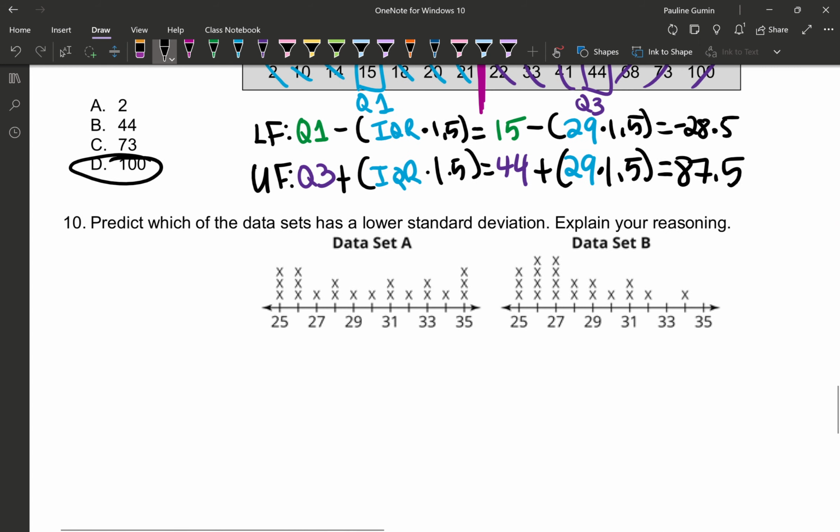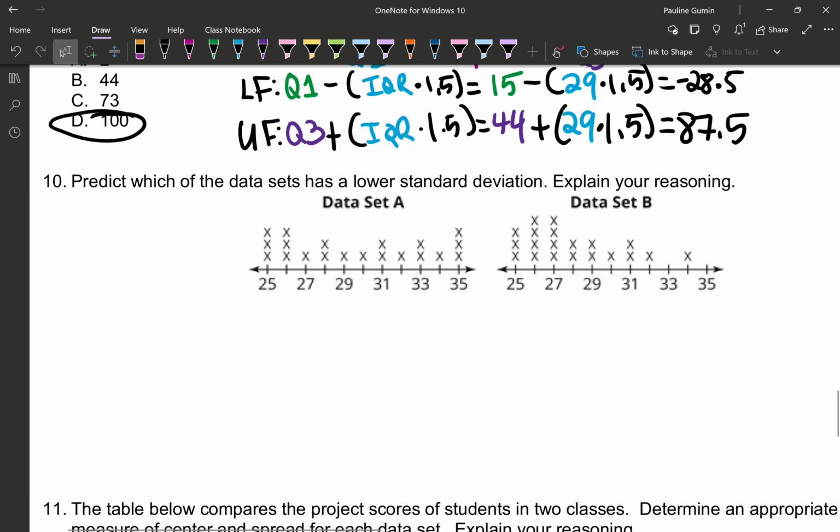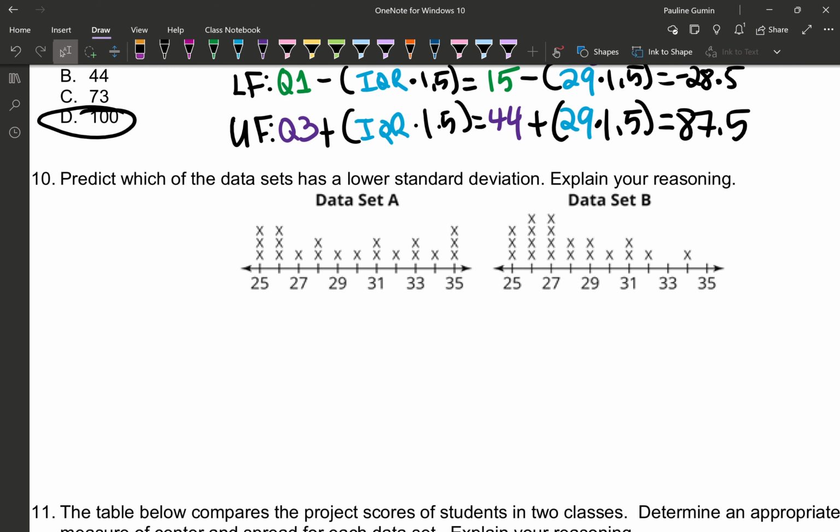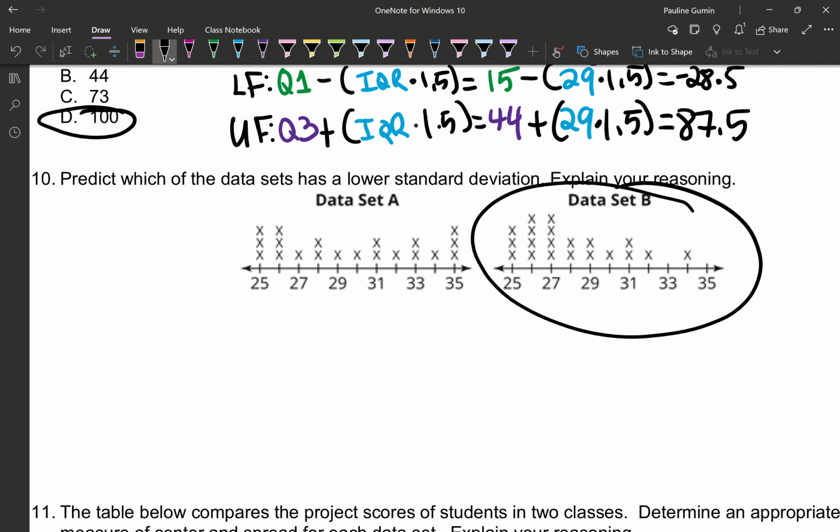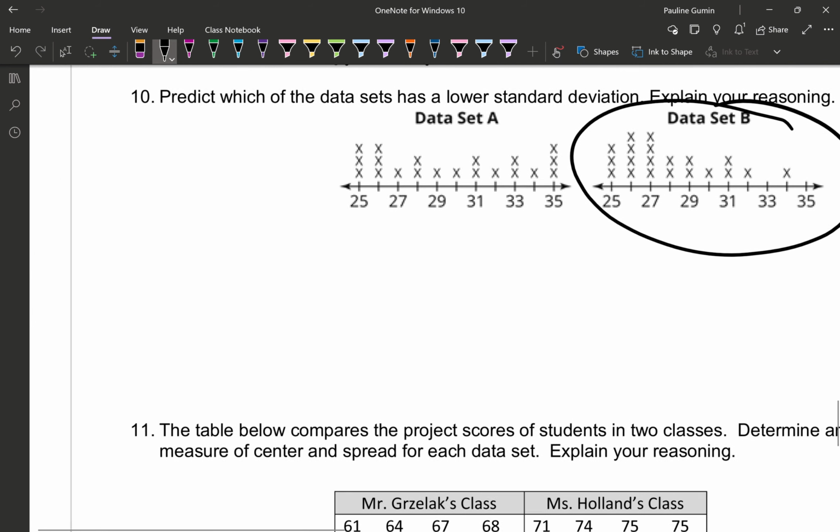All right. Number 10. Predict which of the data sets has a lower standard deviation and explain your reasoning. Lower standard deviation means that there is a smaller spread. That means the data is more clumped together. So, which of the data sets here looks more clumped together? Data set B. Let's write down why.